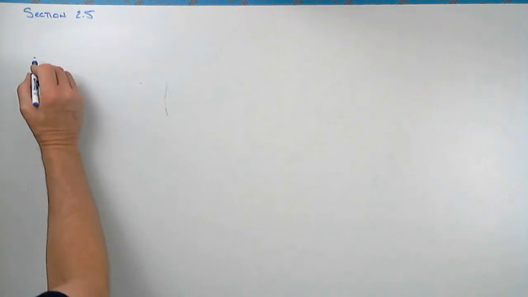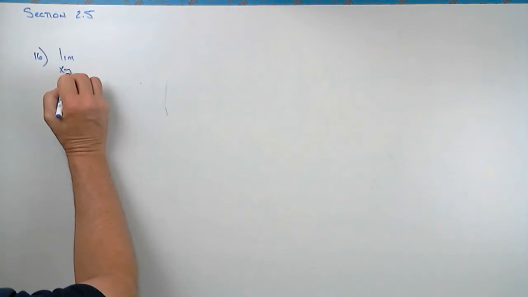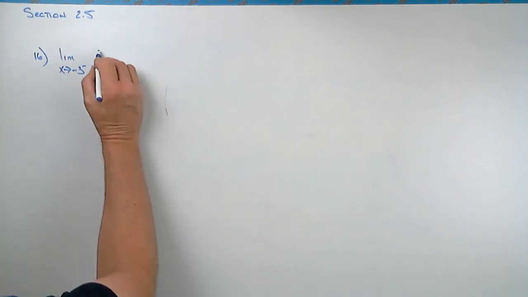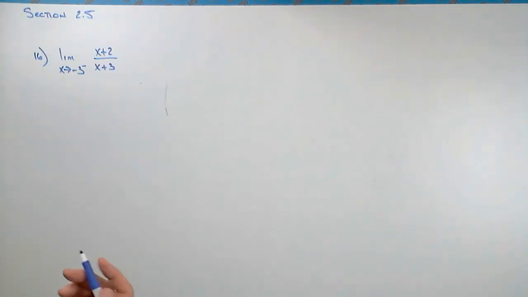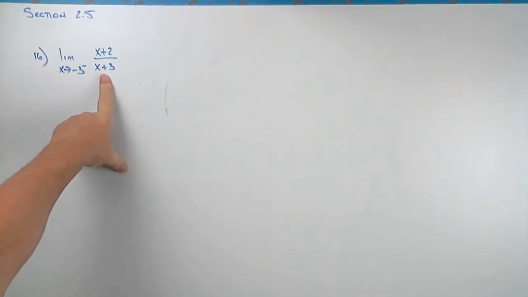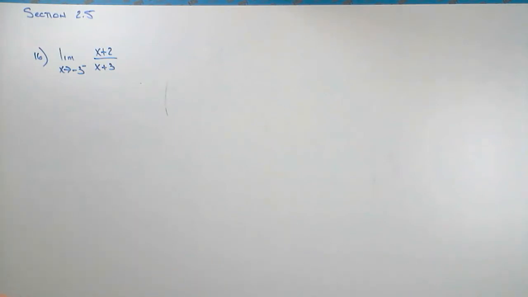So now we get down to 15, 16, 17, 18, 19. And it says find the limits. So let's take a look at number 16. 16 says the limit as x approaches -3 from below of x plus 2 over x plus 3. Now we can't just plug this in. If we plug in -3, that's going to give us 0 on the bottom. And that's not what they want us to do. They don't want us to say undefined, fails to exist.